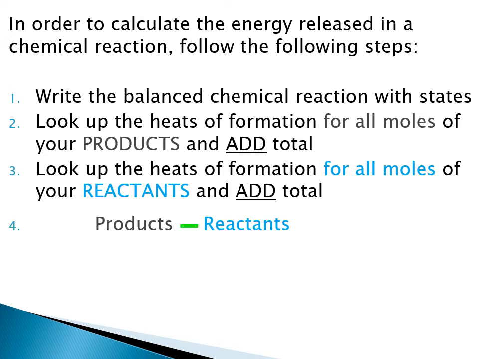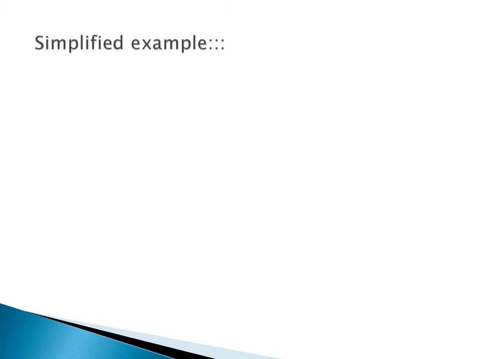So the steps, pretty easy. We're going to have a balanced equation, which we know how to do. We're going to look up all the heats of formation for the products, all the heats of formation for the reactants, and then just simply go products minus reactants. The one trick is we have to make sure it's balanced because the number of moles matters.